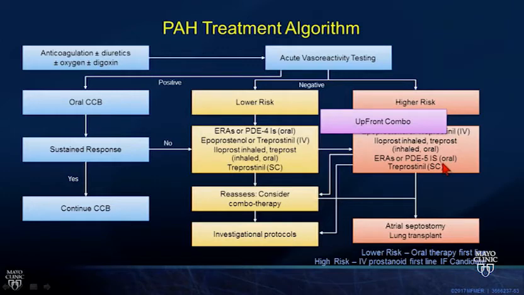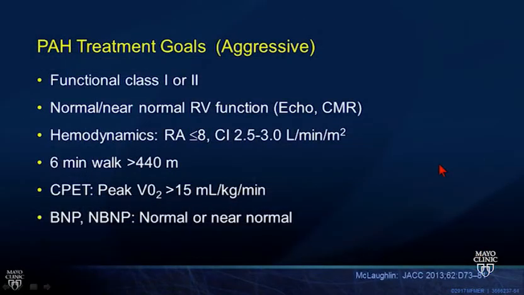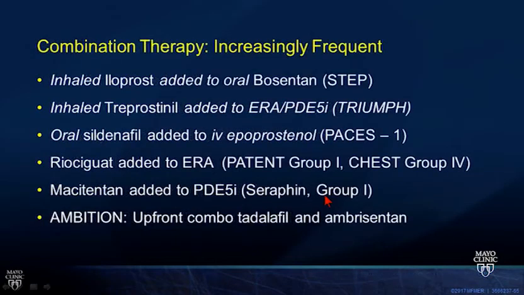In a previous era, we would generally stick to one or two medications and wait for worsening, but I think the thinking now is to try and impact as much as possible early. So the treatment goals: we want to get to functional class 1 or 2, normalize RV function and hemodynamics, improve 6-minute walk to greater than 440 meters, improve our exercise study to greater than 15 VO2, and decrease BNP and NT-proBNP. There's a variety of studies which have been done in different combinations.